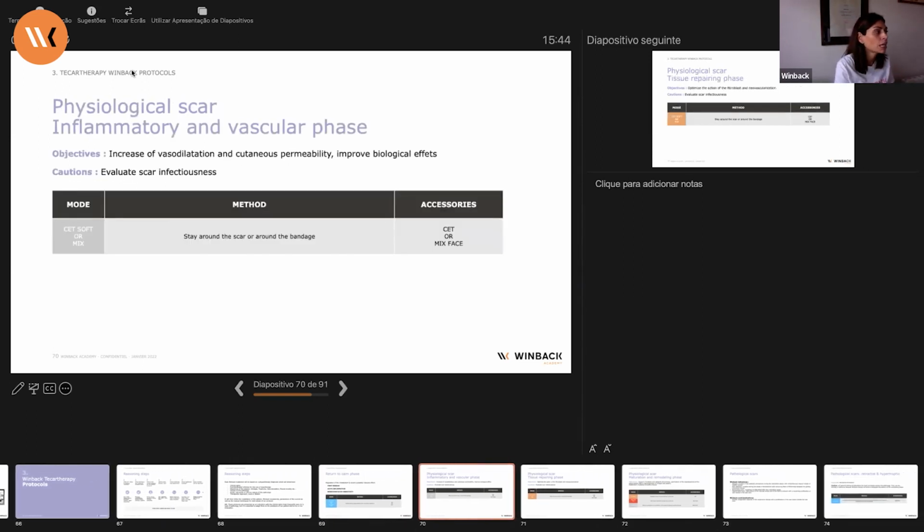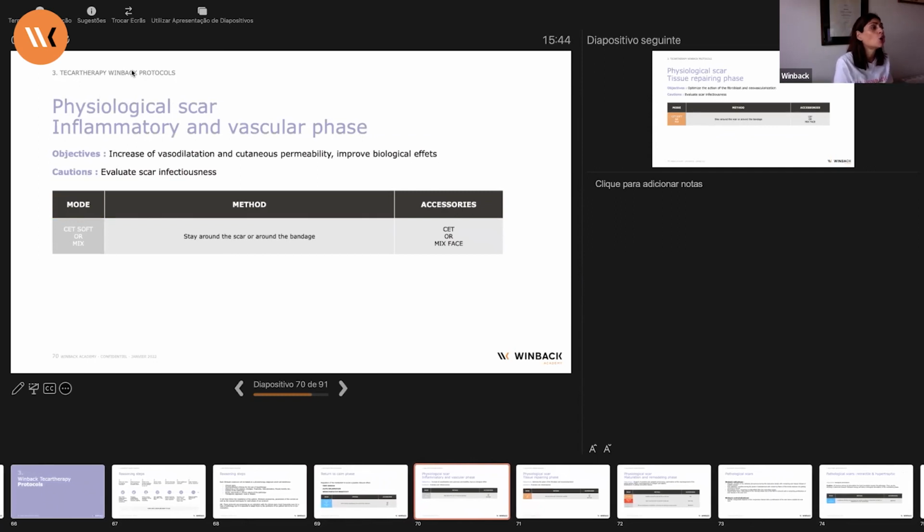Okay, in a physiological scar or inflammatory and vascular phase of the scar, the objective is to increase the vasodilatation and cutaneous permeability. We want to improve the biological effects, but we don't want to induce the inflammation and the response. The cautions that we have to do, we have to evaluate the scar infectiousness. We have to ensure that we don't have any infection, okay? We can have inflammatory signs, but not infection.